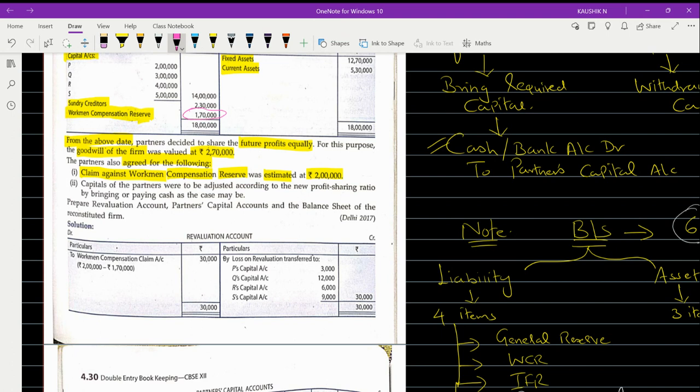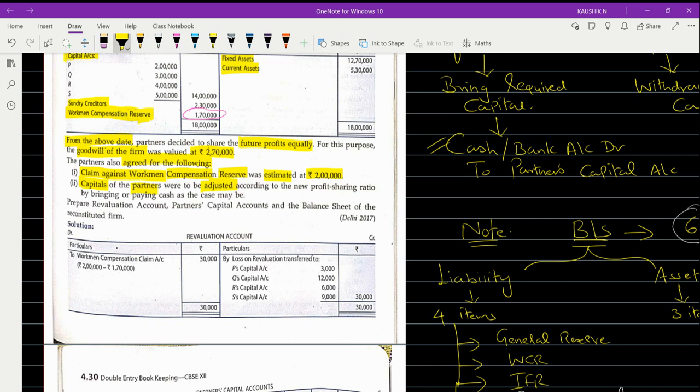So if this is the case, we have to open an account called revaluation account, because there is a 30,000 rupees excess. The next one, if you see, it was mentioned very clearly that capitals of the partners were to be adjusted. The word adjusted is given.